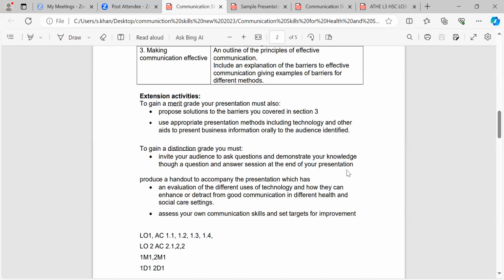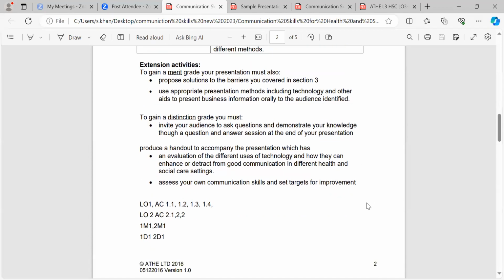You must also look at using appropriate presentation methods, including technology and other aids, to represent business information orally to the audience identified. Now, to gain a distinction, you must invite your audience to ask questions and demonstrate your knowledge through a question and answer session at the end of your presentation. You must produce a handout to accompany the presentation, which has an evaluation of different uses of technology and how they can enhance or detract from good communication in different health and social care settings.